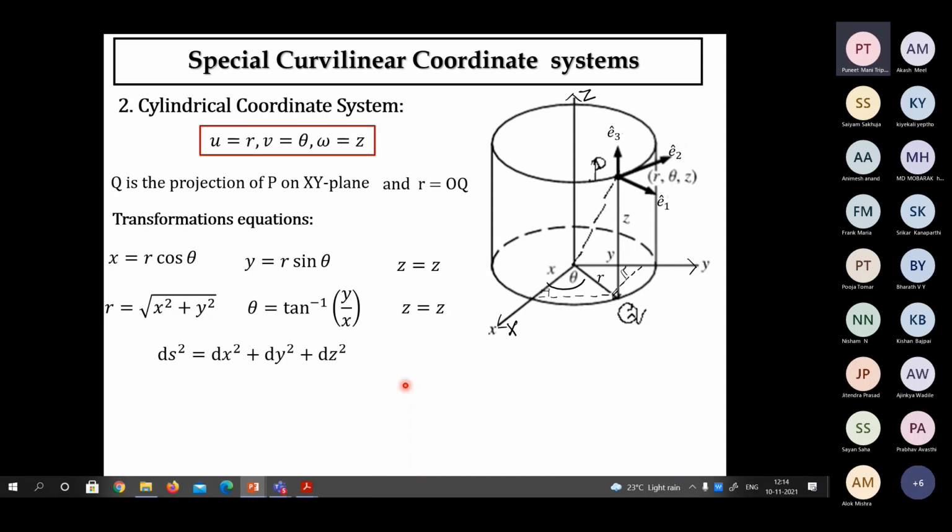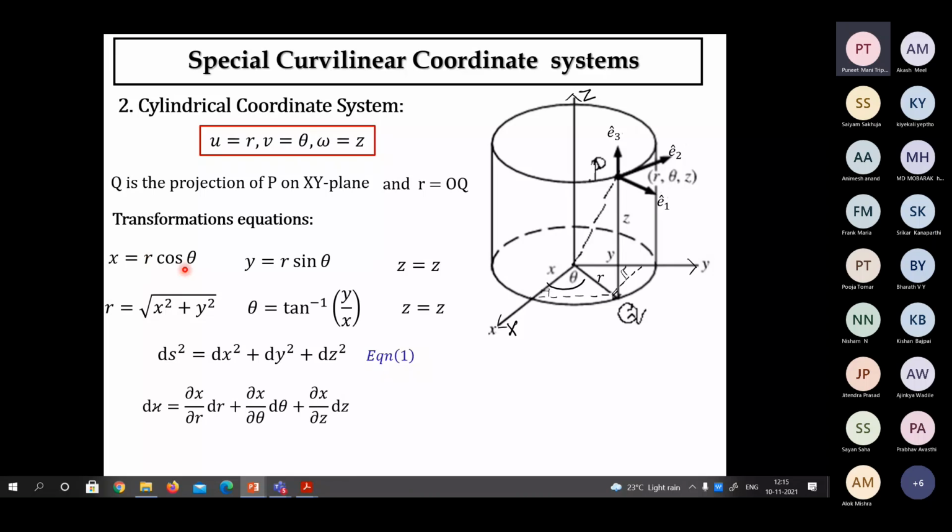ds square is dx square plus dy square plus dz square. We are going to find this ds square. And you know the general expression for ds square in terms of h1, h2, h3. Finally, we are going to equate these two, right? Thereby, we are going to find h1, h2, h3. For that, first, I have named it as equation 1. Next, this x I am taking.